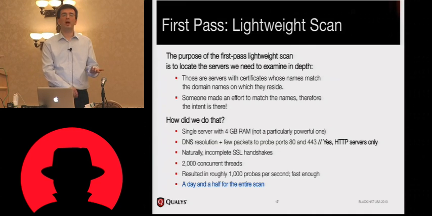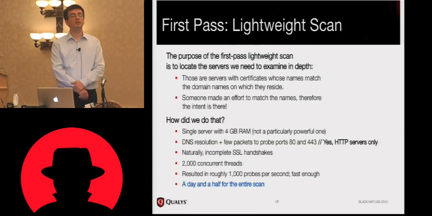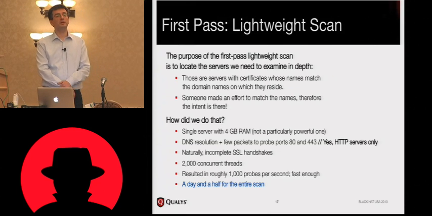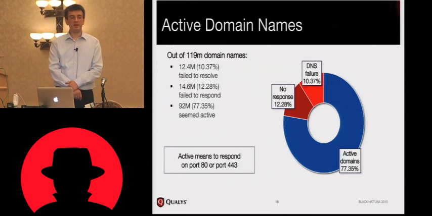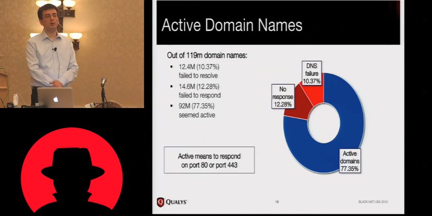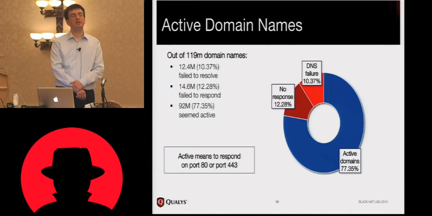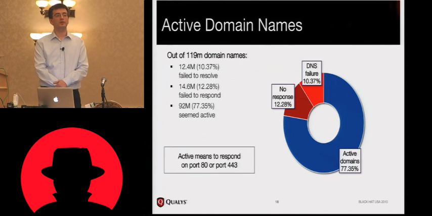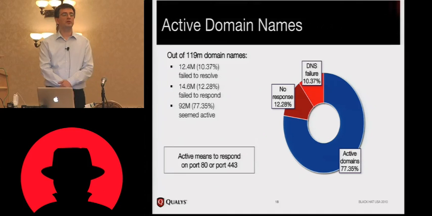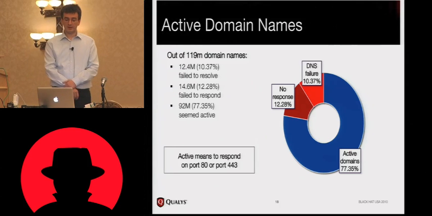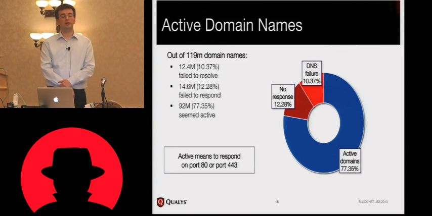This speed can probably be further improved, but for us there wasn't a reason to do that because what we had was fast enough. And here are the results. Basically, almost 1/4 of all domain names didn't even respond, either because there was a problem with the DNS or because there was no server listening on either port 80 or port 443. So that's what left us with about 92 million domain names.